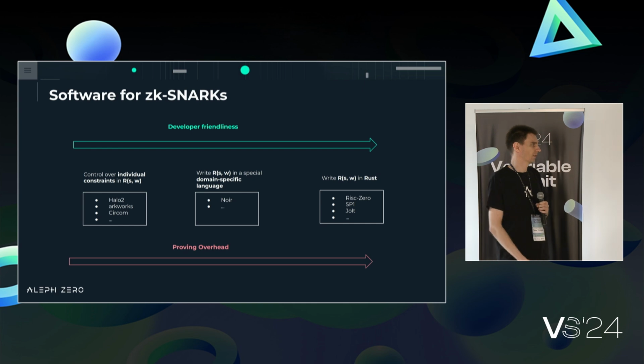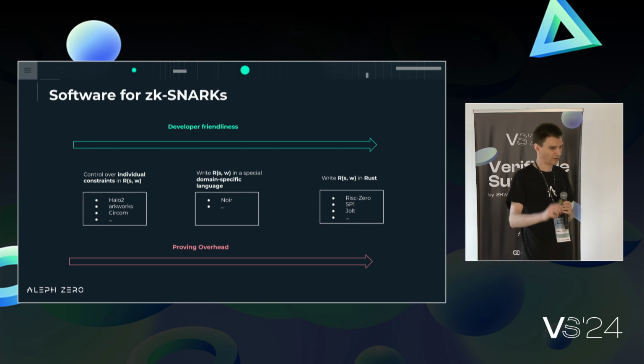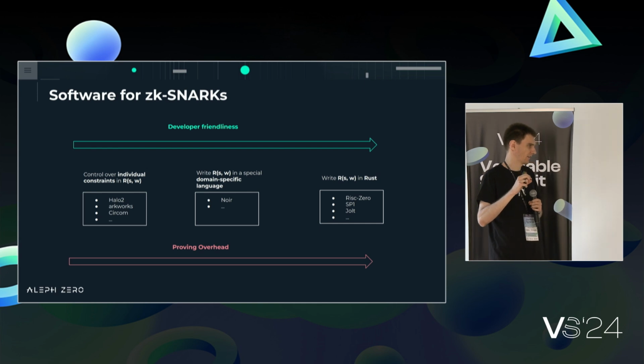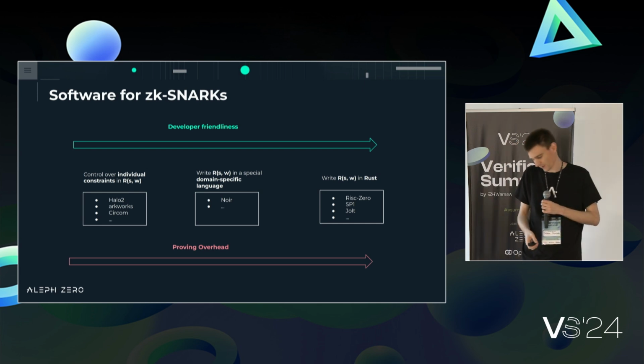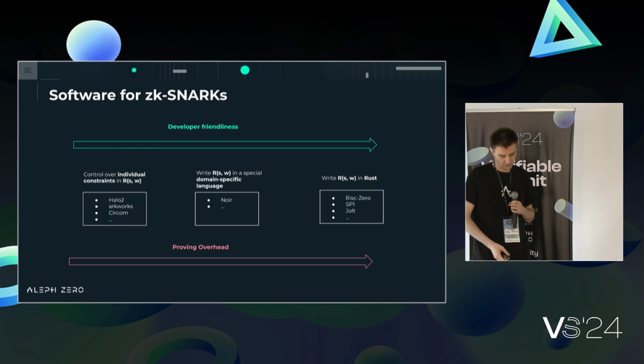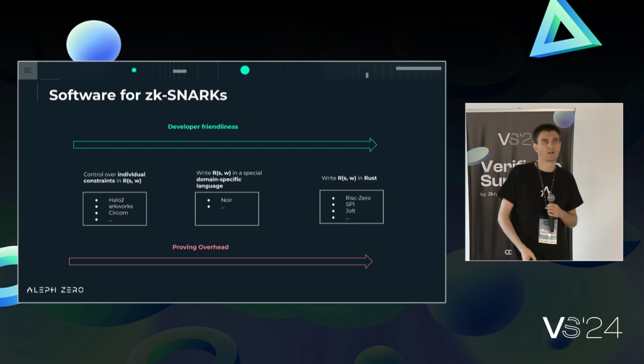So yeah, this is the lowest level. You need to care about concrete arithmetic constraints and gates and stuff like that. Then there is Noir. You don't need to care about that a lot, but still you need to have some kind of understanding that there is this algebraic level below, because you have specific kinds of variables, like finite field variables and so on. And then there is Rust. You just don't care at all, but obviously you pay a higher price for that in terms of efficiency of the prover.